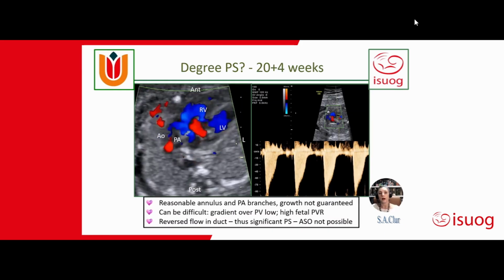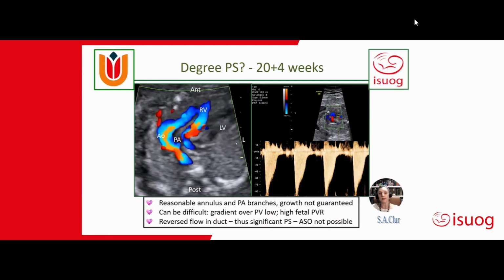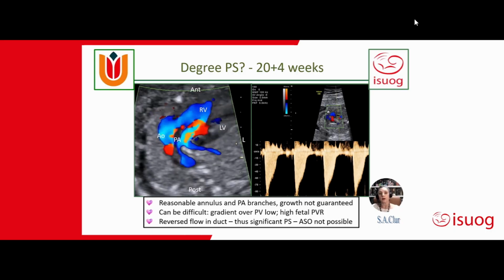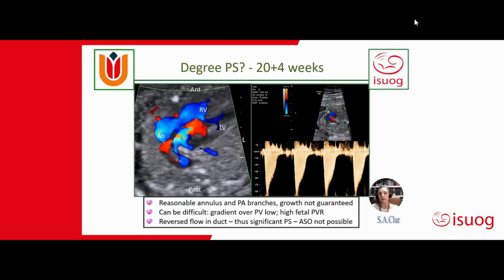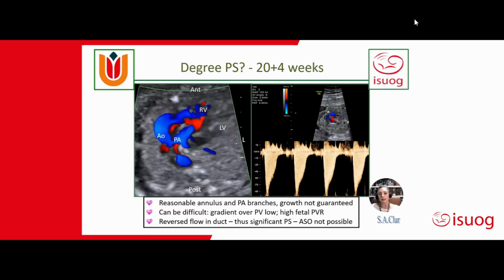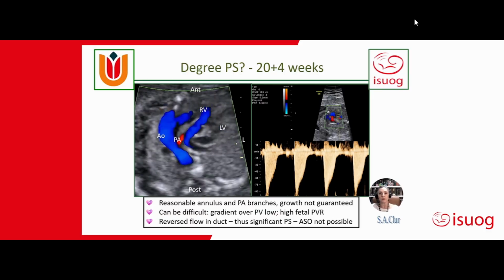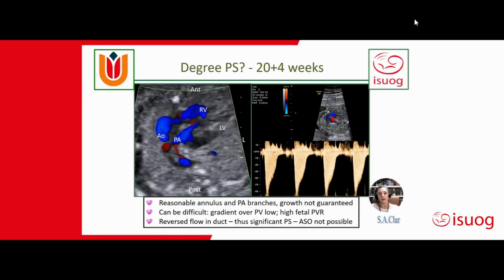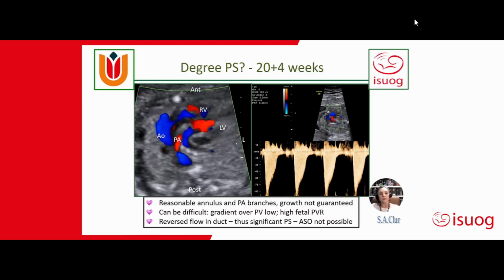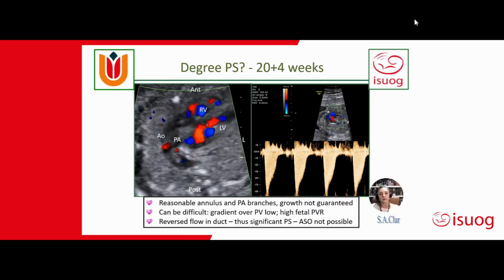Detecting the degree of pulmonary stenosis prenatally can be difficult. In this example, we can see that the velocity across the pulmonary artery is about 100 centimeters per second. But this does not tell us anything about the degree of pulmonary stenosis because the distal pulmonary bed has a high vascular resistance. So we have to be guided by the size of the pulmonary arteries.